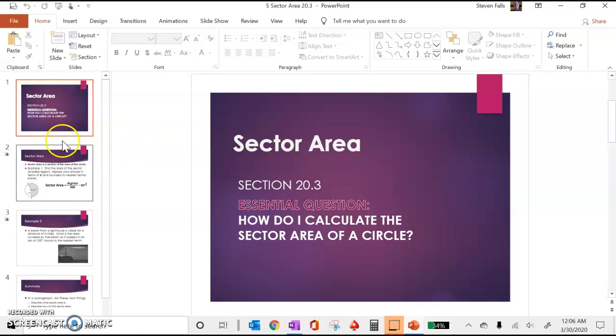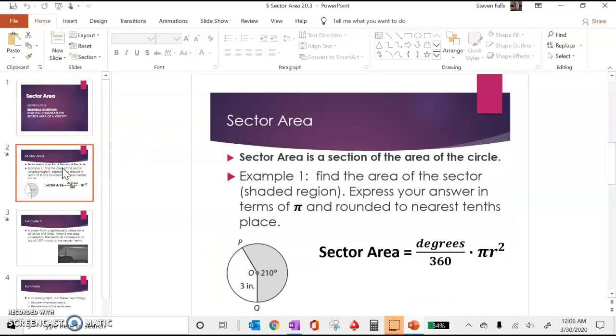Let's go on to the second slide. Sector area, make sure you write down the definition as you can see here. The sector area is a section of the area of the circle. So it's not the full area of the circle, it's a section of it. Like down here in this example, the shaded region is not the full area of the circle, it's just a part of the area. That's what sector area is, so we're going to learn how to find that. Let's do this first example.